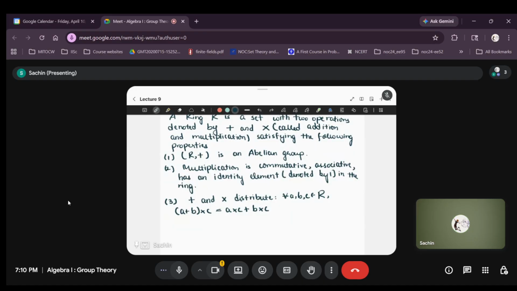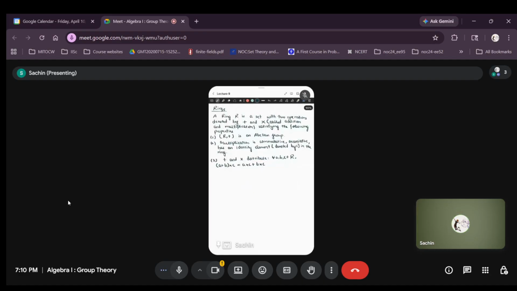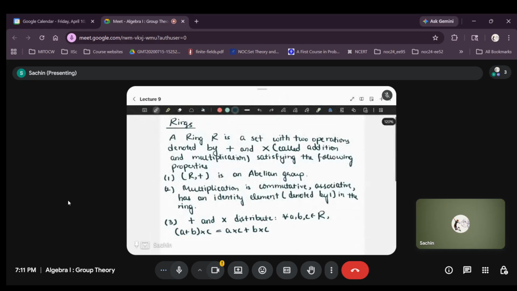Yes, you just need two binary operations and they have to be different. Yeah, they have to be different binary operations. You can't use the same binary operation, otherwise it will just become a group. But as long as there are two different binary operations and they're closed, then you can use it.